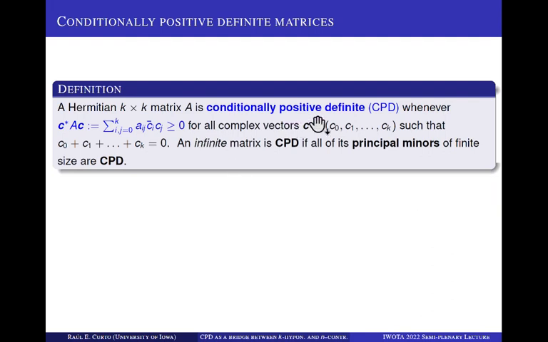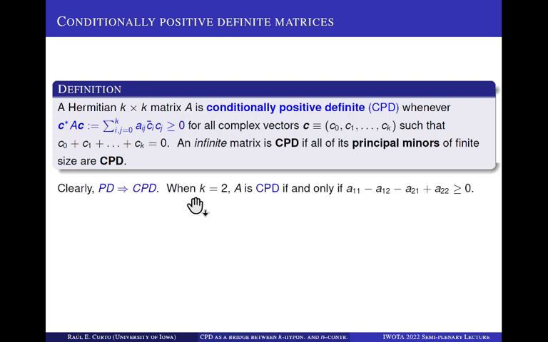A Hermitian matrix is conditionally positive definite, CPD, whenever you look at C star AC, and it gives you a non-negative number for all complex vectors that satisfy, in addition, the condition C0 plus C1 plus up to CK equals 0. So you are restricting attention to vectors in the hyperplane of codimension 1 given by this expression here. An infinite matrix is CPD if all its principal minors of finite size are CPD. Now, clearly PD implies CPD, because we check all of the vectors, not just those vectors.